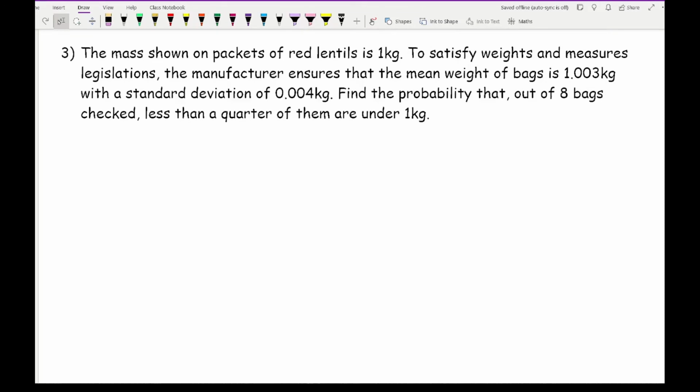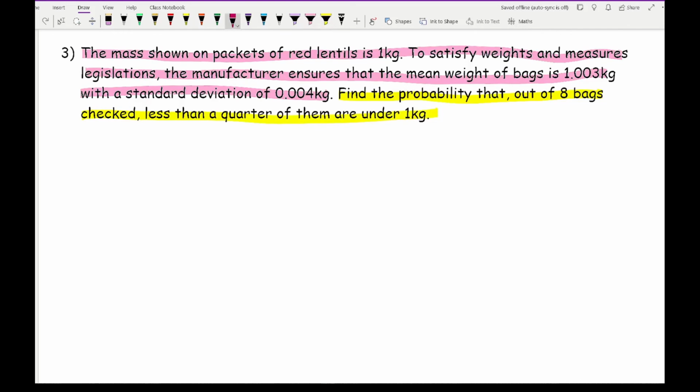Now looking at question 3, you can see that this question is very, very similar. It says the mass shown on packets of red lentils is 1 kilogram. To satisfy weights and measures legislation, the manufacturer ensures that the mean weight of the bags is 1.003 kilograms with a standard deviation of 0.004 kilograms. Find the probability that out of 8 bags checked, less than a quarter of them are under 1 kilogram. The opening statement mentioning the mean and standard deviation represents the normal situation, and the latter part is binomial.